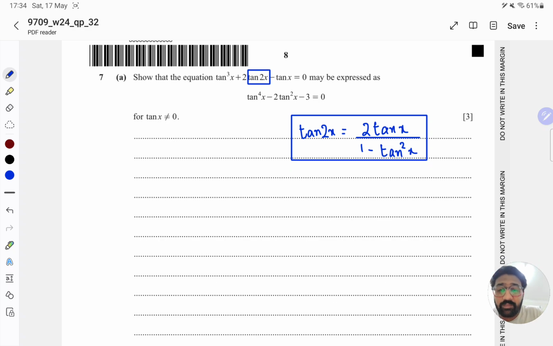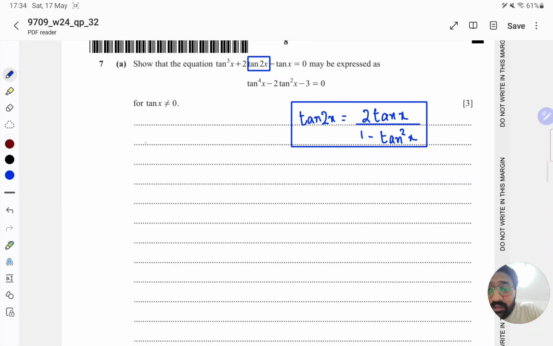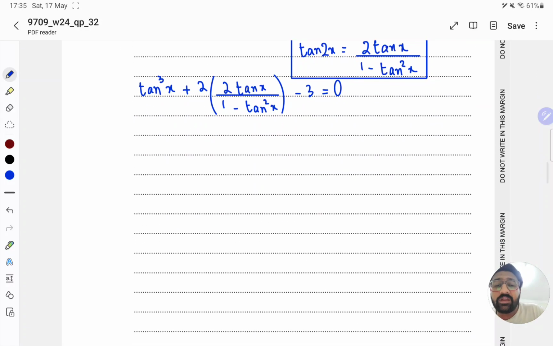So let's do the replacement over there. The actual equation is tan cube x plus 2 times, in place of tan 2x we'll replace this thing, which will be 2 tan x divided by 1 minus tan square x, minus 3 equal to 0. Now after that we'll simplify.